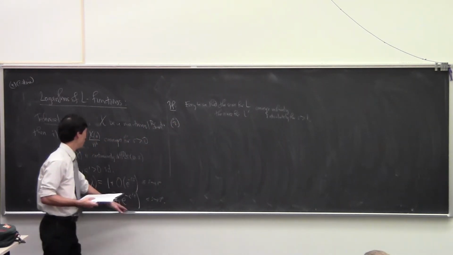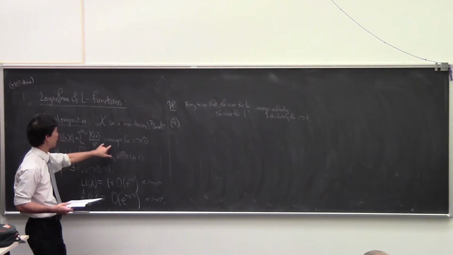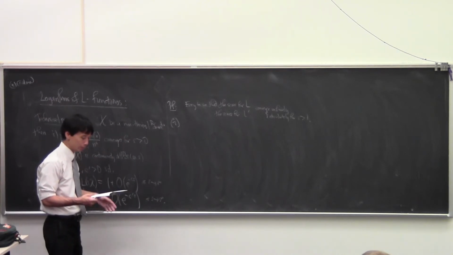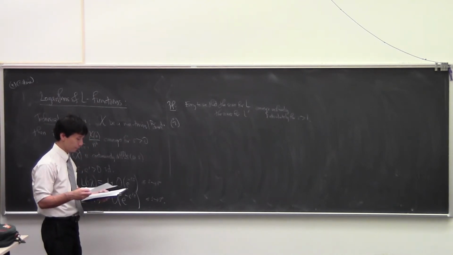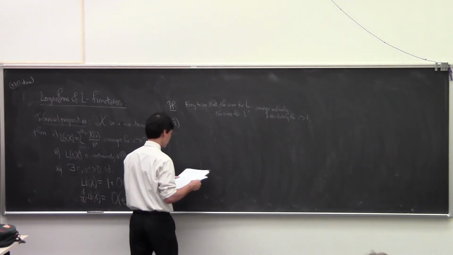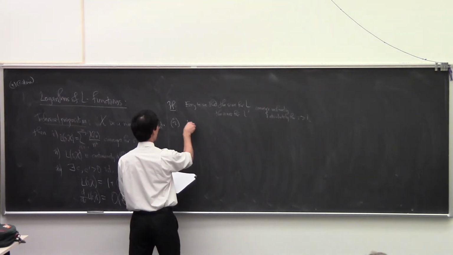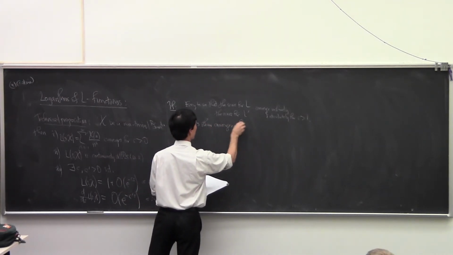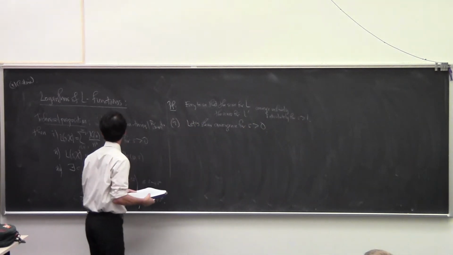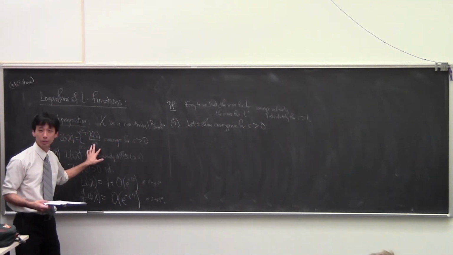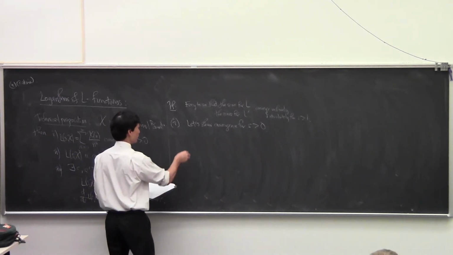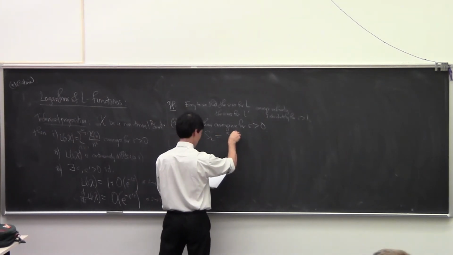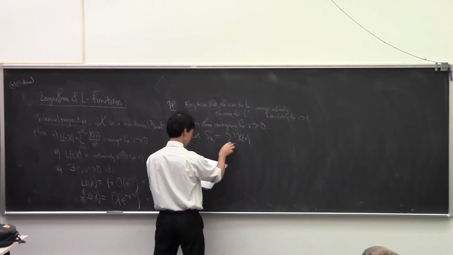The interesting part is showing that this thing converges for s bigger than 0. And this is where the key lemma will come into play. So let's show convergence for s bigger than 0. I want to show that this thing converges for s bigger than 0. So just for notation, let S_k be the partial sum of A_j from 1 to k.